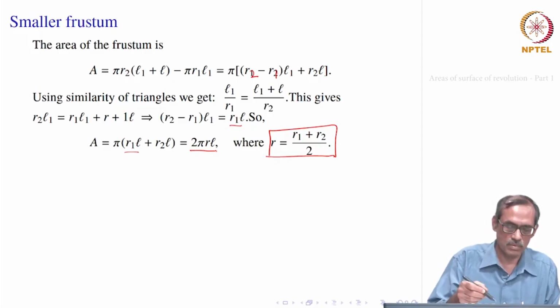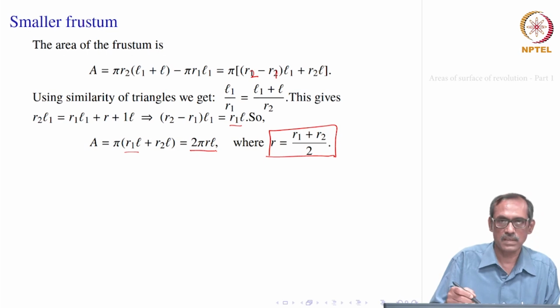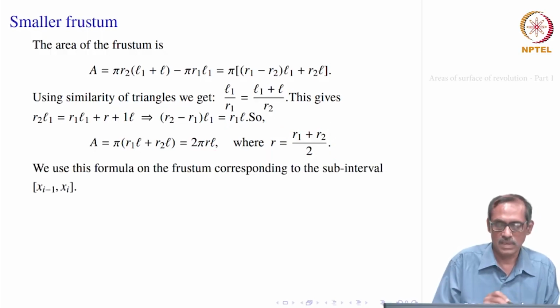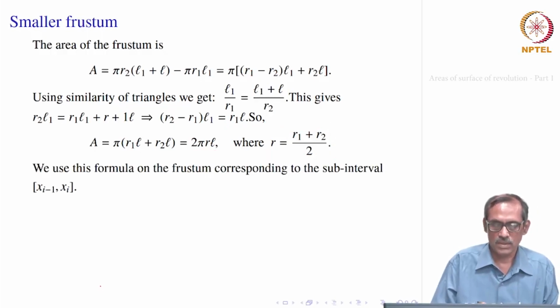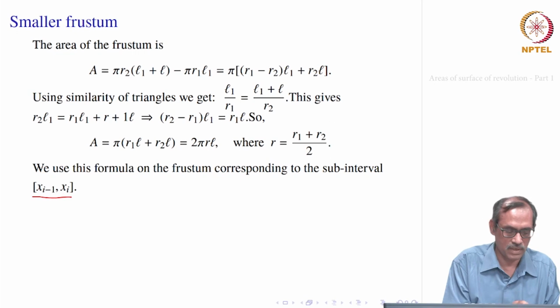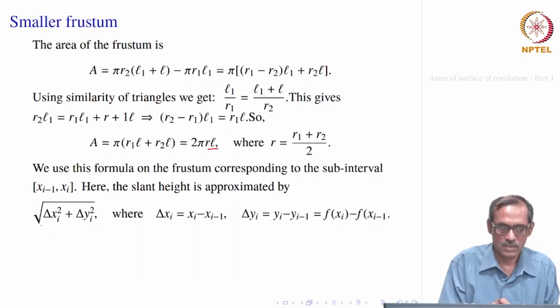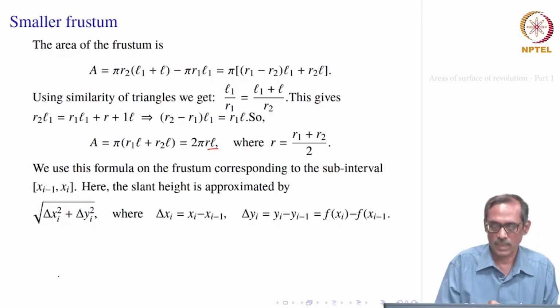So, now we have to sum all these areas, taking the sub intervals x_{i-1} to x_i, and take the sum over all these to have an approximation of the area of the frustum. So, now for the sub interval x_{i-1} to x_i, the slant height, which is your L here, is approximated by square root of delta x_i square plus delta y_i square. Fine.